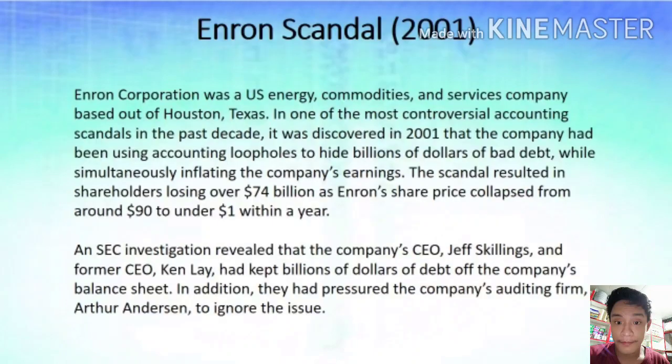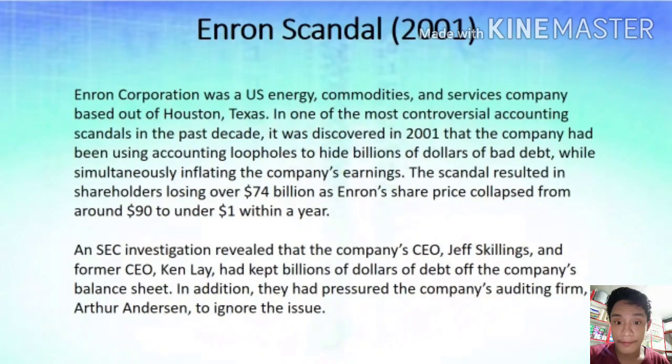And the second is the Enron Scandal, 2001. Enron Corporation was a U.S. energy commodities and services company based out of Houston, Texas. In one of the most controversial accounting scandals in the past decade, it was discovered in 2001 that the company had been using loopholes to hide billions of dollars of bad debt, while simultaneously inflating the company's earnings.